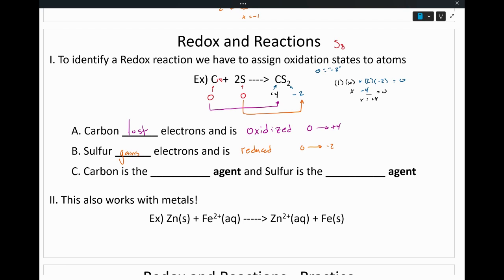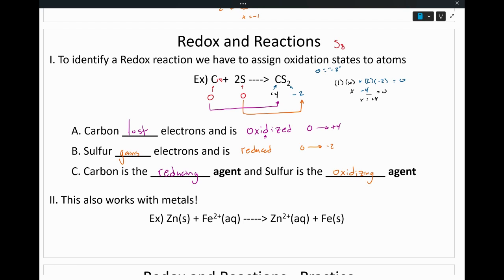And if we assign what type of agent each one of these is, carbon is the agent that gave up electrons, so it allows reduction to occur. It is the reducing agent. And the key thing here is that whatever act has happened to it, oxidation or reduction, the agency is the flip side. And then sulfur is that which allows oxidation to occur because it itself is reduced, so it's the oxidizing agent. Okay.